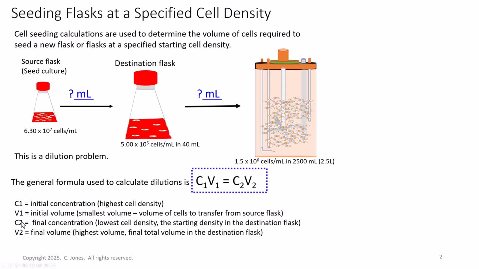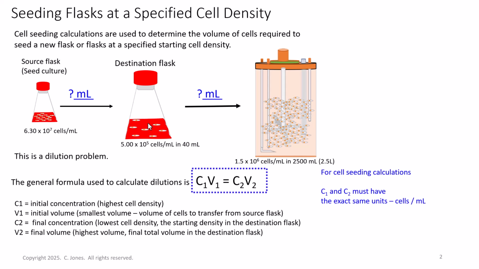C2 is the final concentration. So this will be the concentration of cells that we want to obtain initially or starting in the destination flask. So C2 is the starting concentration of cells in the destination flask. This will be a concentration that is smaller than the concentration in the source flask. And then V2 is the final volume, right? The combination of the volume from the source flask and the volume that we want to attain in the destination flask. V2 is the final volume in the destination flask.